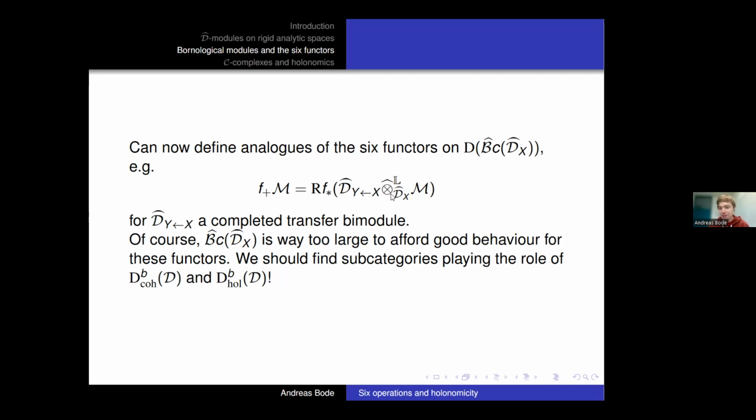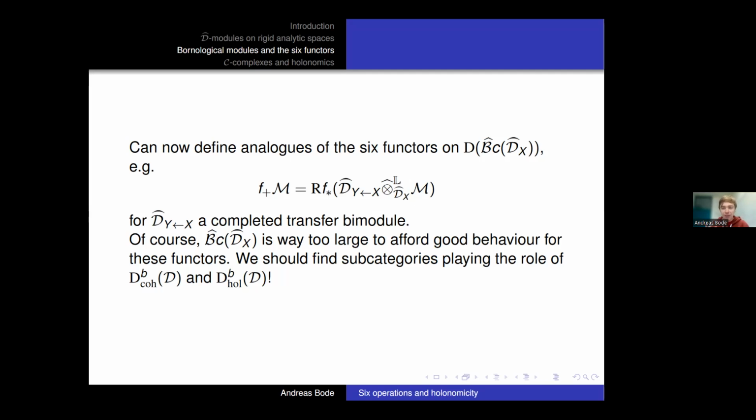This completed derived tensor product is perfectly well behaved now as a functor on this derived category of complete bornological modules. Then again, this is a completed version of the earlier transfer D-module. And then this functor behaves exactly as before in some sense.